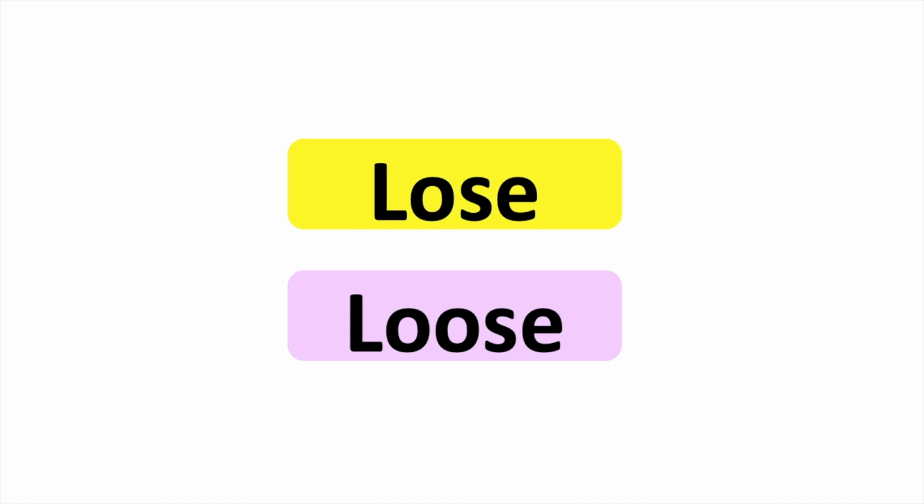Lose has a Z sound. Loose has an S sound. There is also a difference in spelling. Lose has one O. Loose has two O's.